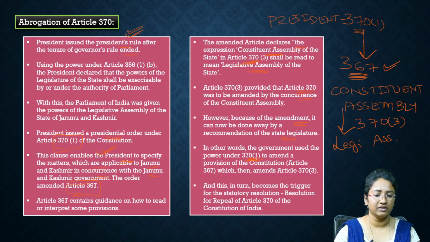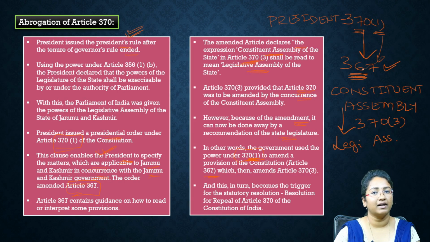That means our government used its power under Article 370 to amend a provision of the Constitution, that is Article 367, which again amended Article 370. So I'll get you this point again. So our President has issued a presidential order under Article 370 Clause 1, right? Under this, our President has issued a presidential order, and this has amended Article 367 of the Constitution.